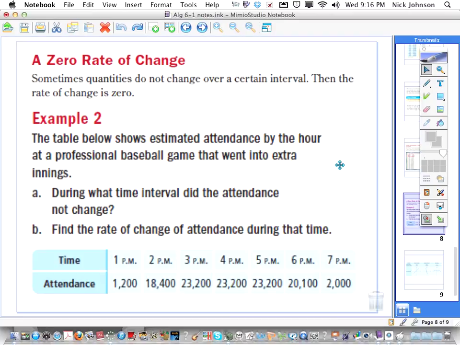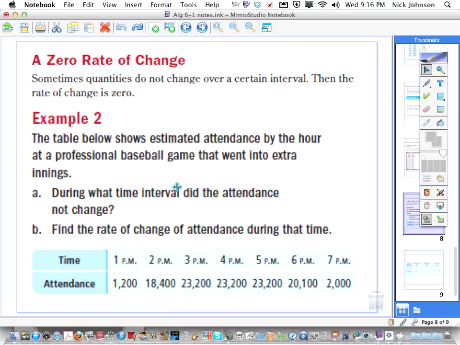A zero rate of change. Sometimes quantities do not change over a certain interval. You think about population of Rockford. Over a course of a month, their population probably doesn't change that much, if even at all, or over a course of several years. When you have a rate of change that does not change over a certain interval, then what you have is a rate of change of 0.